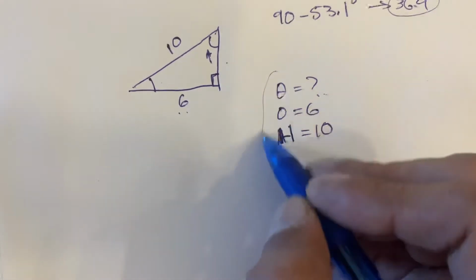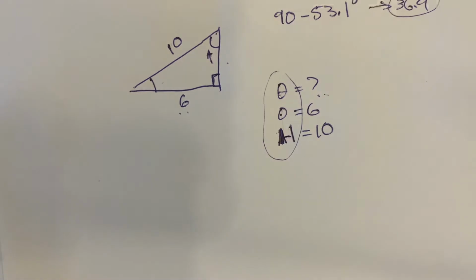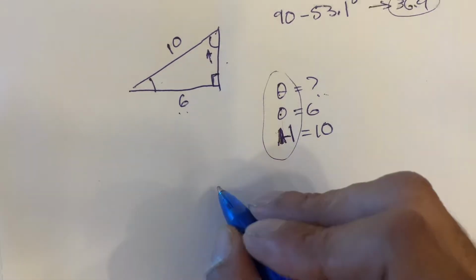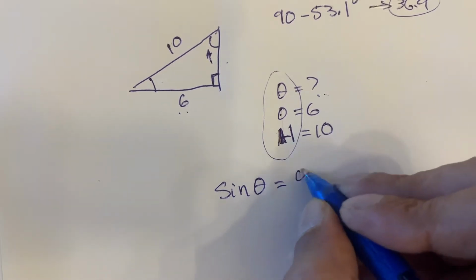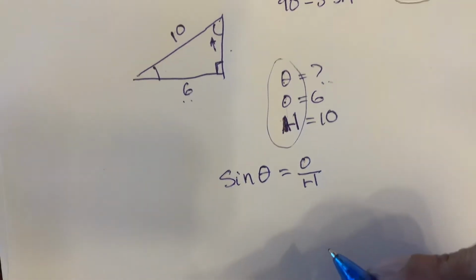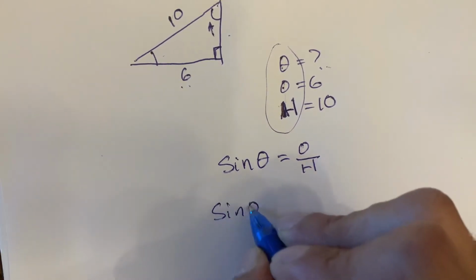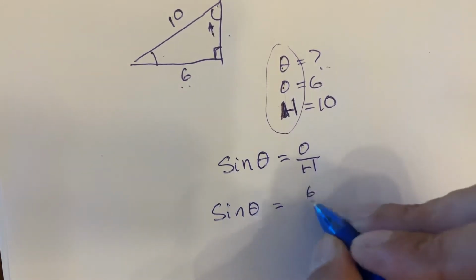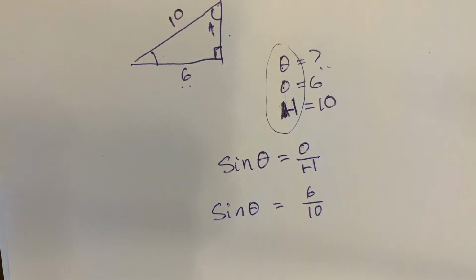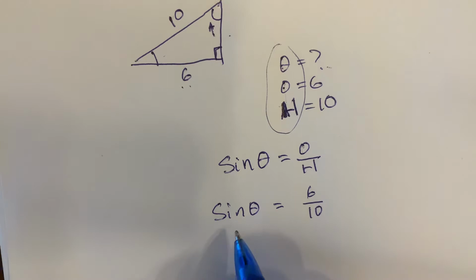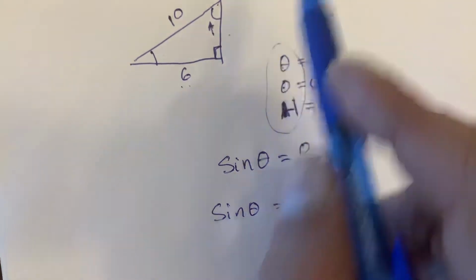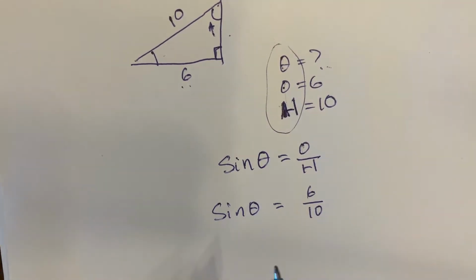So what would I be using here? Opposite, hypotenuse, theta. I hope you said sine of theta. So sine of theta equals opposite over hypotenuse. Continuing, sine of theta equals 6 over 10. And you see the same ratio that we had before, but again, that's not always going to be the case. Only the problem is set up this way.